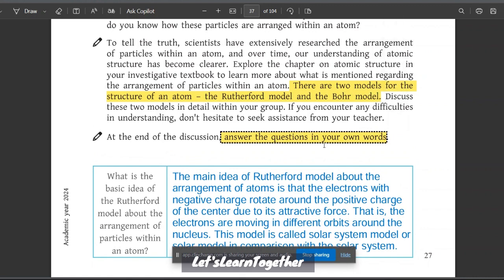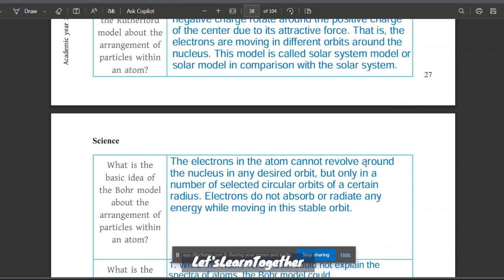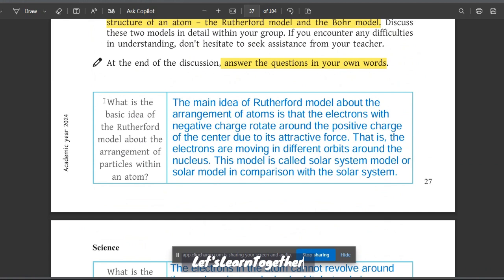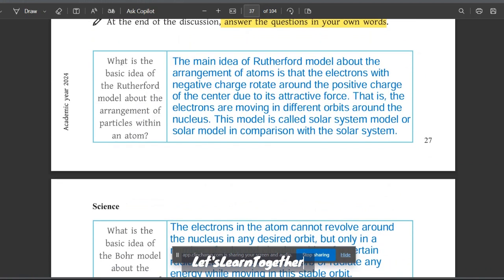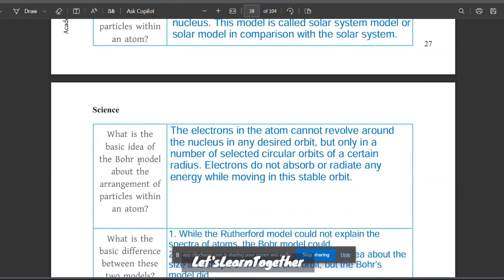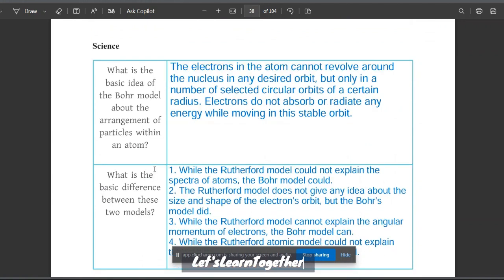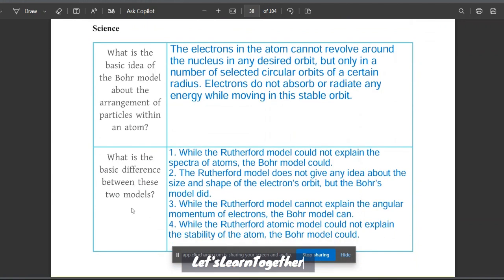So now our work is that we have to fill this entire table. Look, in this column, some questions have been given: what is the basic idea of the Rutherford model about the arrangement of particles within an atom? Then what is the basic idea of the Bohr model about the arrangement of particles within an atom? Then what is the basic difference between these two models?